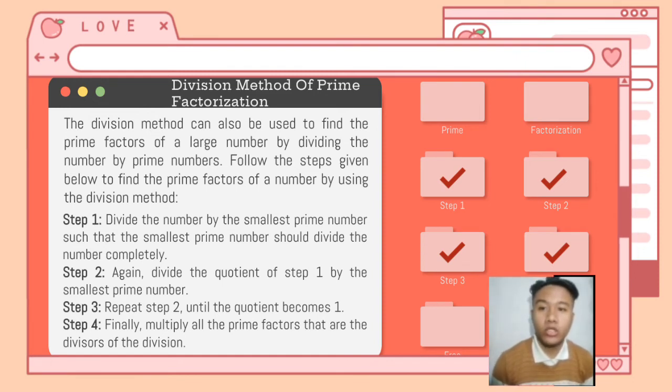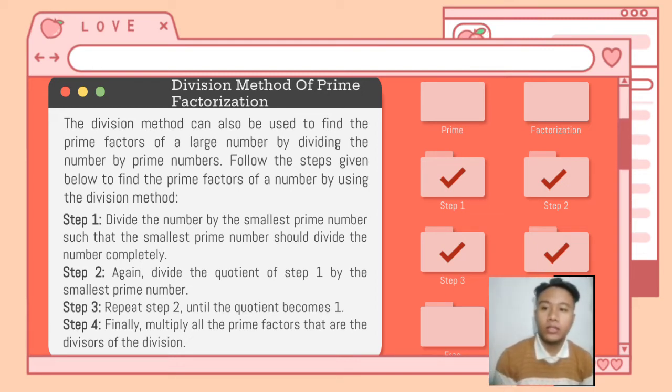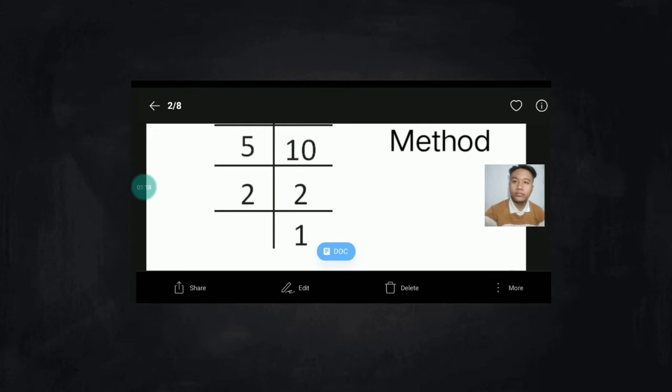Step 2, again, divide the quotient of step 1 by the smallest prime number. So ulit-ulitin lang natin yon hanggang step 3, hanggang sa lumabas yung number 1, yung hindi na siya pwedeng i-divide. And then finally, multiply all the prime factors that are the divisors of the division. So, pag nakuha niyo na yung sagot na number 1, kukunin na natin yung mga lumabas na prime factors doon sa ginawa nating steps from 1 to 3. So, dito, may example akong nakita. So, ito yung gagamitin for today.